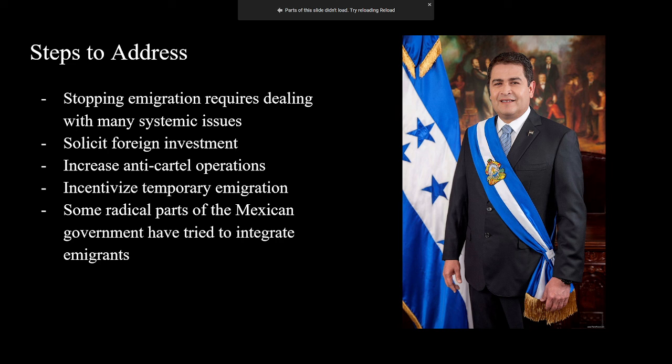So what we see are some more radical, again, I want to emphasize very radical, fringe elements of the Mexican government basically trying to weaponize this immigration and use it as a means of foreign policy control.